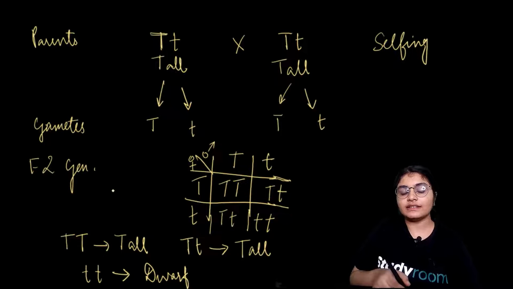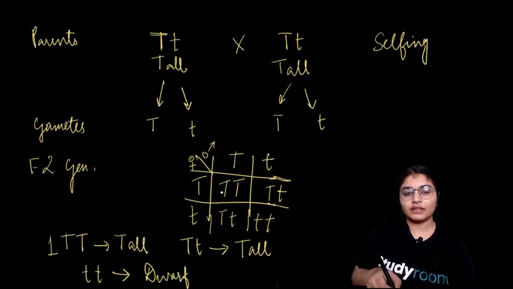And in the second generation, the F2 generation progeny, we can see here one tall plant with capital T capital T, and here two with capital T and small t. These are tall, and this is also one small t small t. So this is what Mendel found out. This was what he observed.